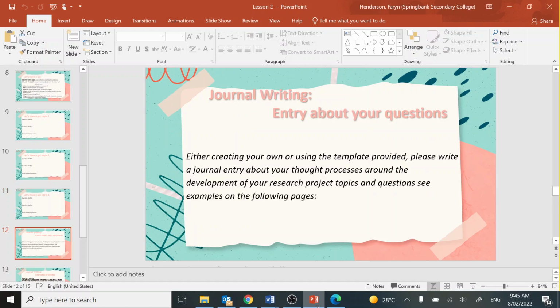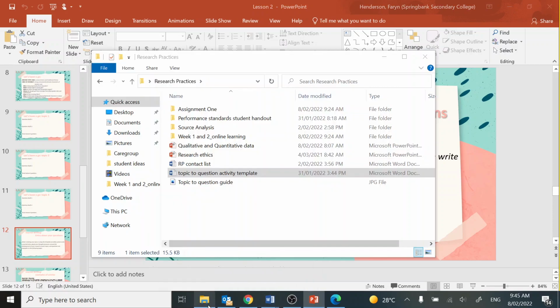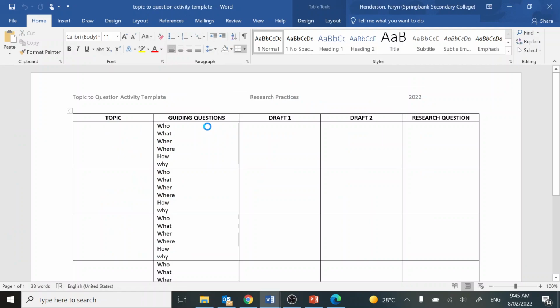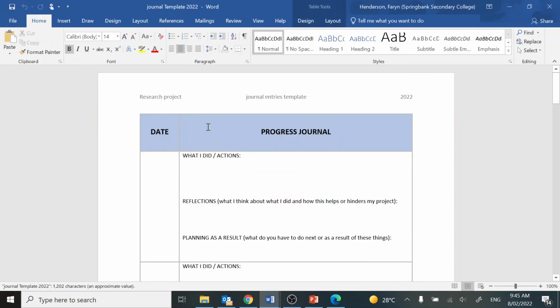Now, getting onto the journal writing. I'll just bring up the template. The journal writing and the template is actually going to form part of your folio for the research project, which is why I'm getting you to do it. The three things that I really want you to focus on when you're writing, and you do not have to use this template, you can write this however you want, is that for this entry I want you to talk about your processes of refining your topics to a question.